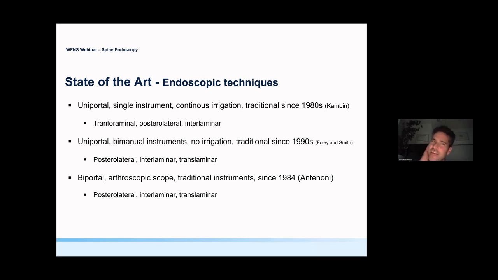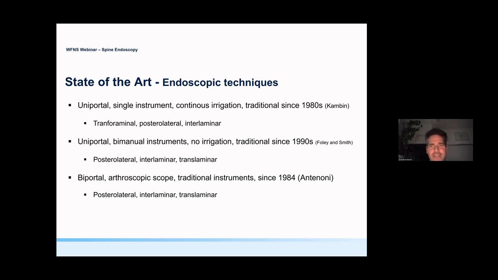The oldest technique among those, which has its origin in the 1970s, is the uniportal single instrumented technique with continuous irrigation. The Kambin triangle that is well known to everyone dates back to a surgeon who actually wanted to use the endoscope to make sure, when he performed the nucleotomy percutaneously, that the nerve root is not in the way. The way we use the endoscope now was not the idea back then.